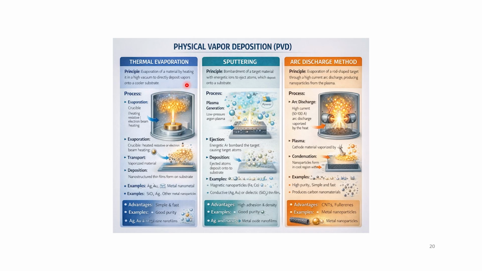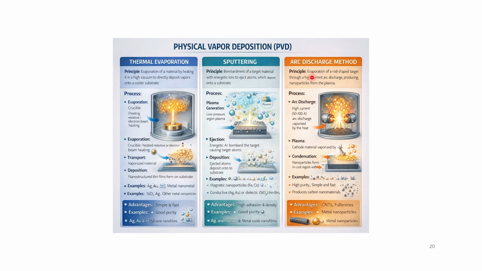onto a cooler substrate. Or it can be sputtering, that is bombarding of a target material with energetic ions to eject atoms which deposit onto a substrate. Basically you are using highly energetic ions like argon to eject atoms which deposit onto a substrate. You have a target material, you bombard it with energetic ions to eject atoms which deposit onto a surface. That is known as sputtering.